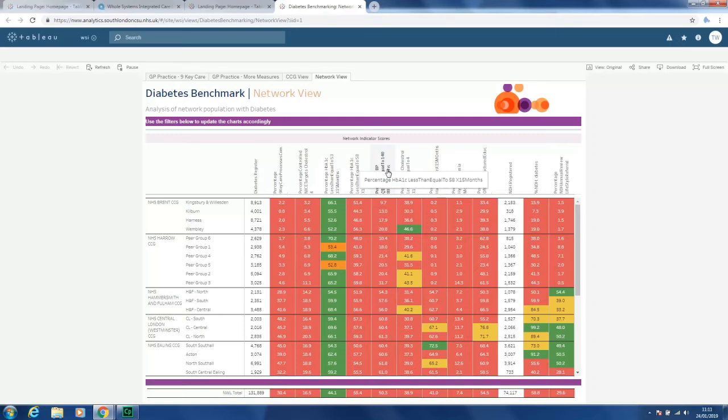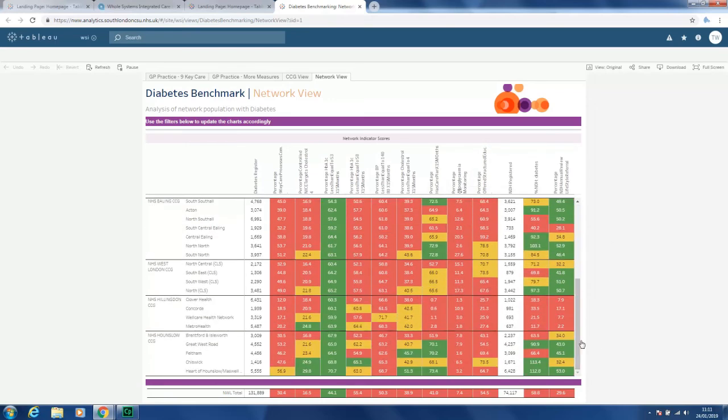HbA1c less than 58, blood pressure of 140/80 or below, cholesterol of 4 or below, care planning, and the percentage that have had hypoglycemia monitoring who are on sulfonylureas and/or insulin. Note that this doesn't bring in local codes from System 1, and we've used some of these historically within the Chewy diabetes contract, so hence why the data for some of the Chewy CCGs is quite low compared with what you might expect it to be. So we're going to change the diabetes template to support that.